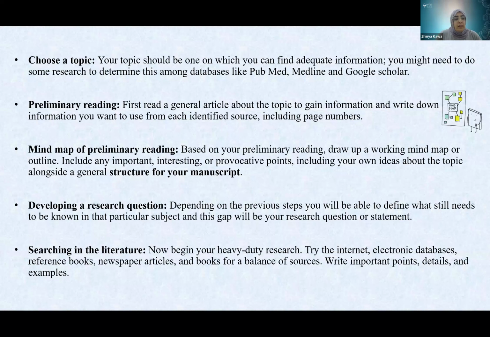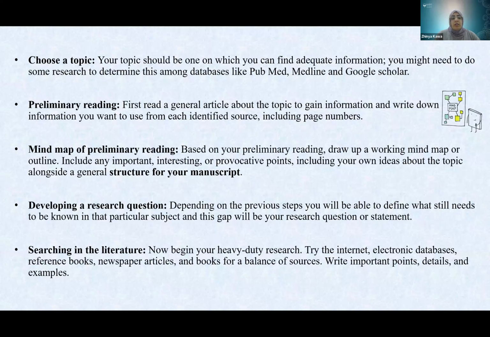Okay, the third step will be the mind map of the preliminary reading. The mind map will be just based on your preliminary reading, or based on what you have read in the literature. You are going to draw up an outline for what you want. For example, we have mentioned we want to talk about childhood disease. Probably you'll find more information, just as an example, on juvenile disease, and you're more interested and would like to talk more about this disease.